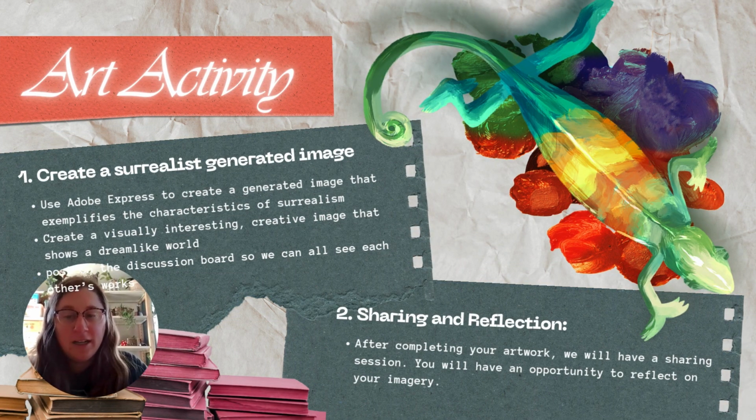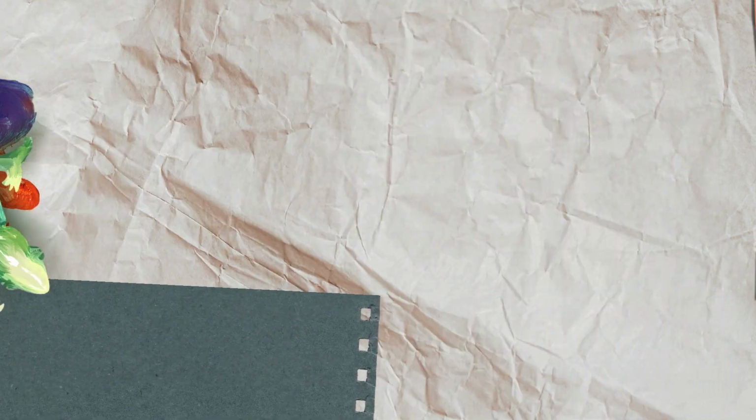So for our art activity, we are going to use Adobe Express to create a generated image that exemplifies the characteristics of surrealism. You're going to create a visually appealing, dreamlike world using Adobe Express and AI generated images, and then you're going to have a chance to share and reflect on your work. So next I'll show you how to use Adobe Express.